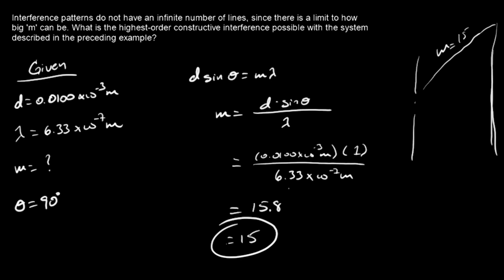Your instinct says to round up because that's how you've been taught to round. But we're looking at the greatest value without going over. So in this case, the highest order constructive interference would be at position 15, or of course minus 15, because it's symmetrical about M equals 0, which would be here.